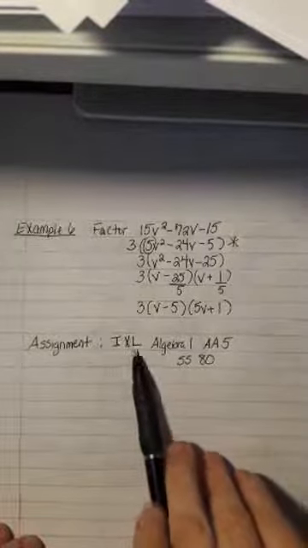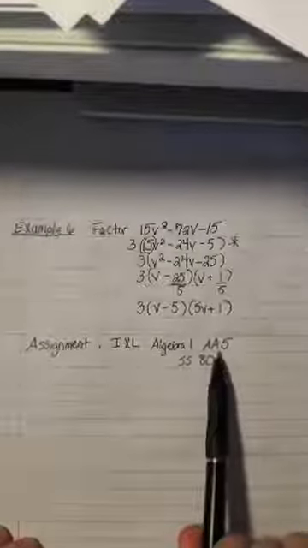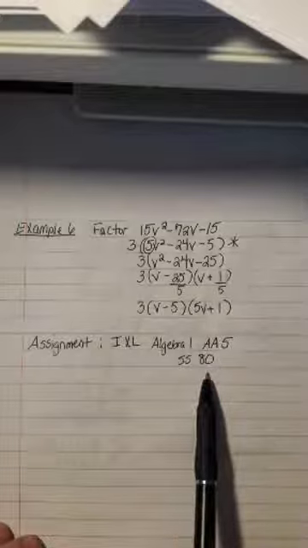Your assignment is IXL Algebra 1, AA5, get a SMART score of 80.